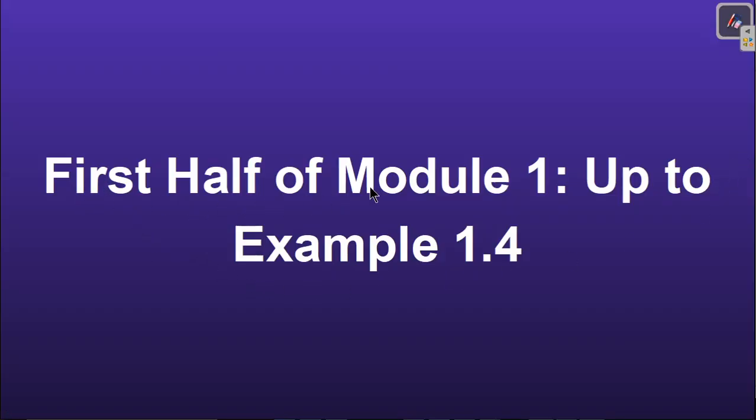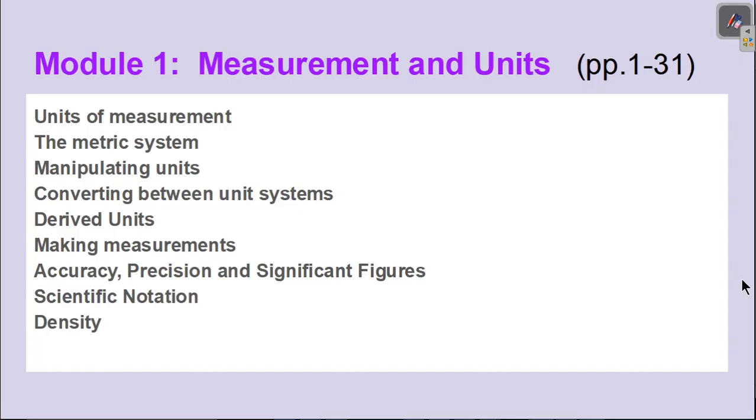Today we're going to cover the first half of Module 1. We're going to go all the way to example 1.4. This module can be found on pages 1 through 31 in your textbook, and mostly it covers math, units of measurement, the metric system, manipulating units, converting between unit systems, derived units, making measurements, accuracy versus precision, and then significant figures, how they are related, scientific notation, and density. We're not going to cover all of it today, but this is what Module 1 covers.